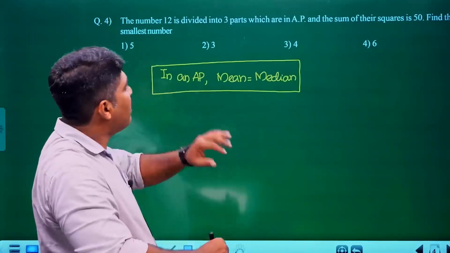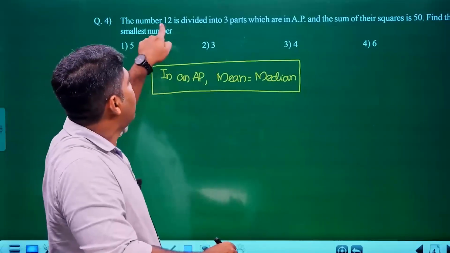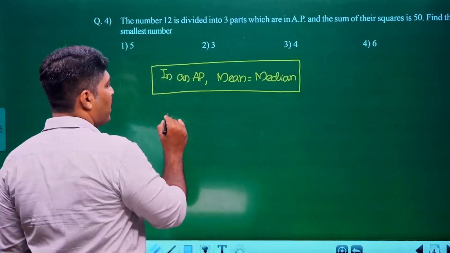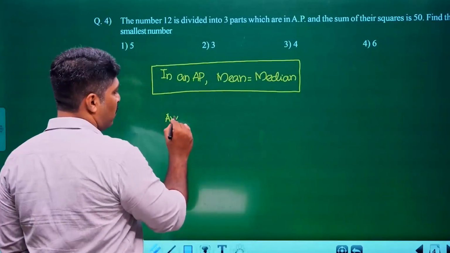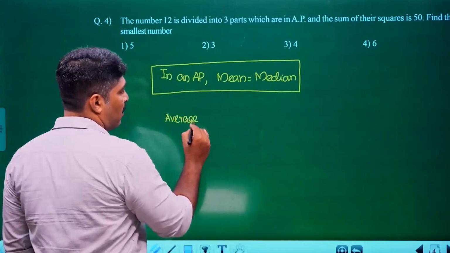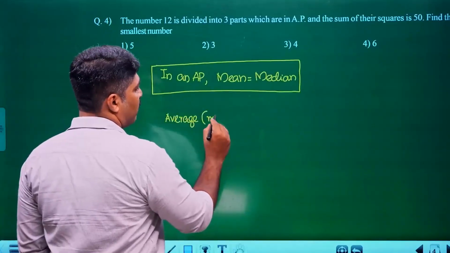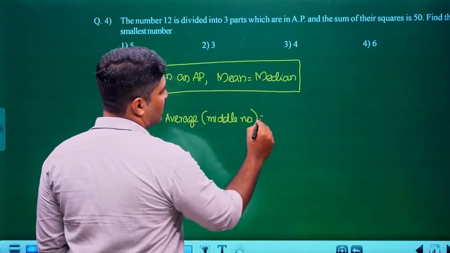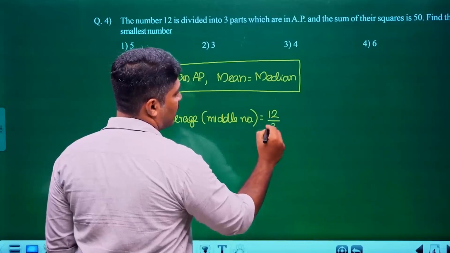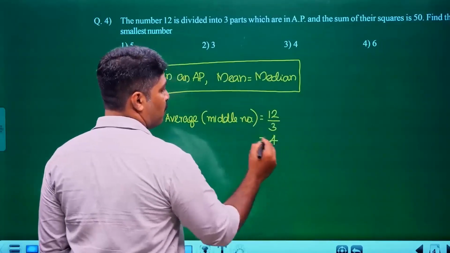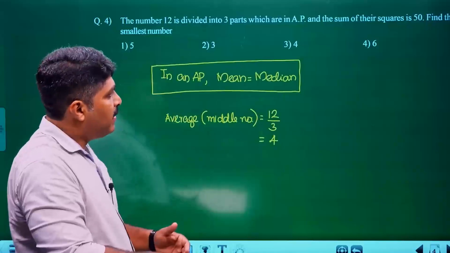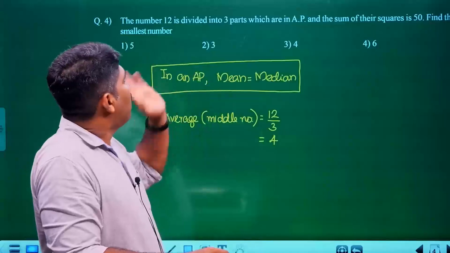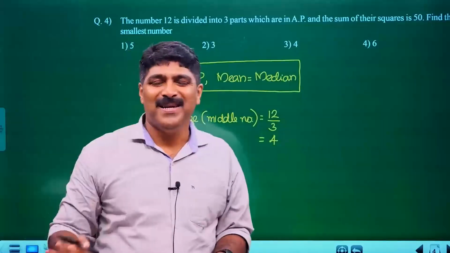So how can we apply that concept here? It is given that 12 is divided into 3 parts. Therefore, what is the average? The average is the same as the middle number, that is the median. So that is simply 12 divided by 3, which is equal to 4. So we got one idea: the middle number is 4. Now find the smallest number.